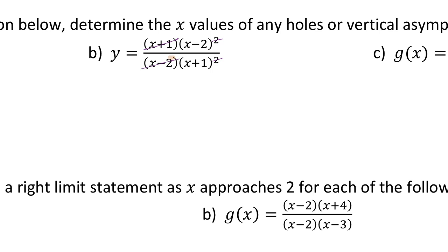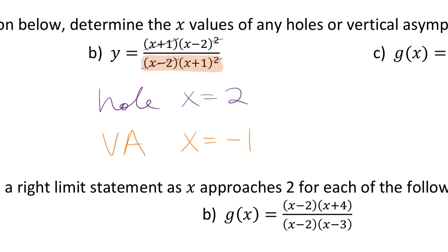Either way, all of our undefined values come from this denominator. Did anything that I've highlighted orange get completely canceled out of the denominator? One of them did. There's going to be a hole at x equal to 2 because x minus 2 was completely canceled out. We'll have a vertical asymptote at x equal to -1 because x plus 1 I didn't completely cancel out. Part of it canceled, but not all of it.